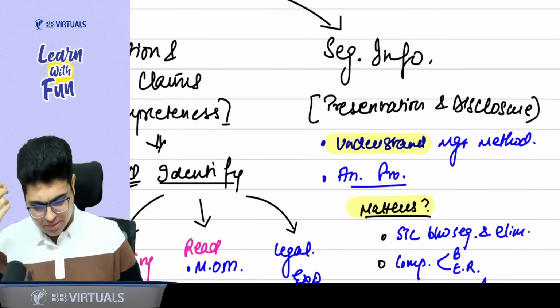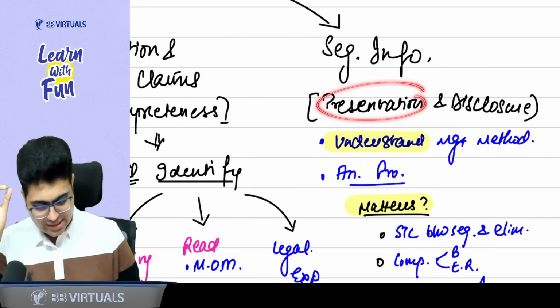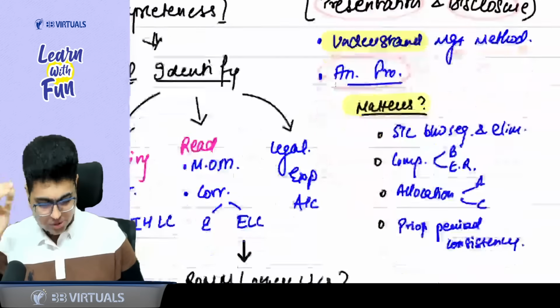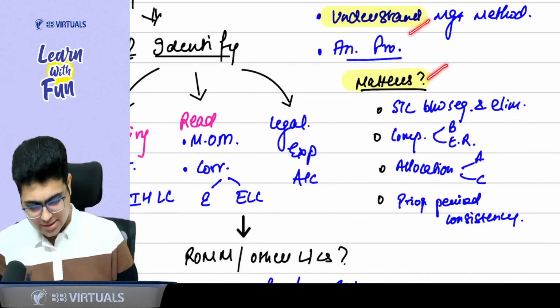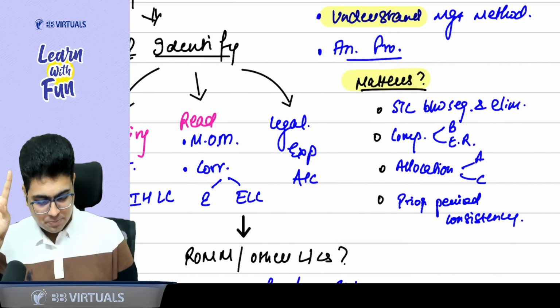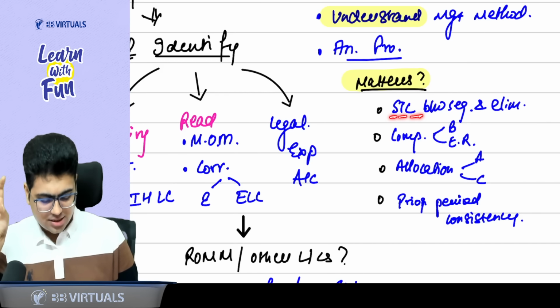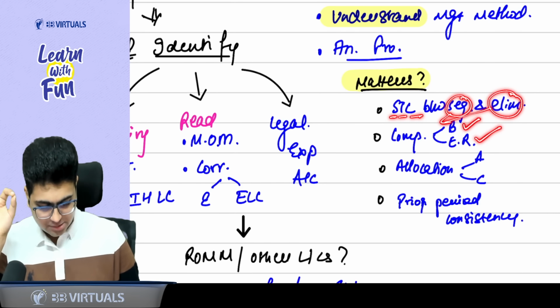Lastly, we discuss the concept of segment information, presentation and disclosure. Understand the management methods, use analytical procedure. What matters can I consider to understand the management method? Four matters. Sales transfer charges, STC: sales transfer charges between the segment and its elimination. After the elimination, compare with the budgets and expected result.